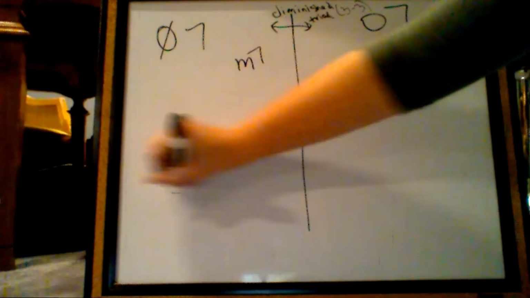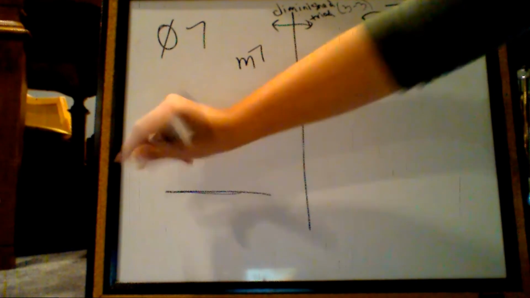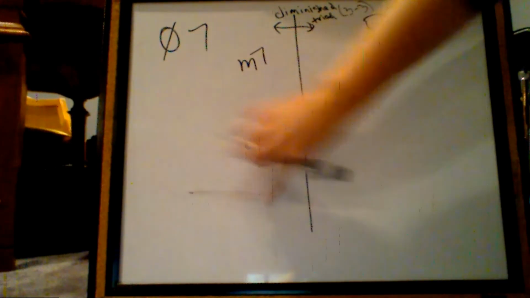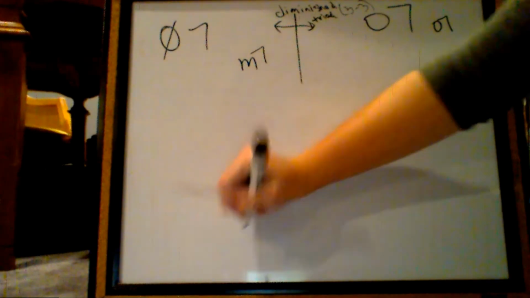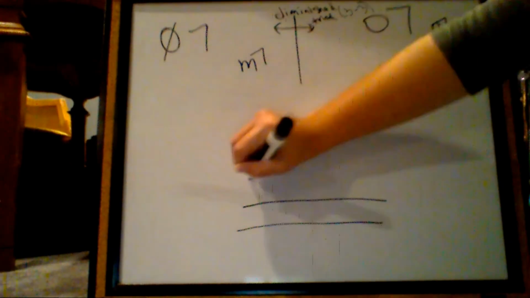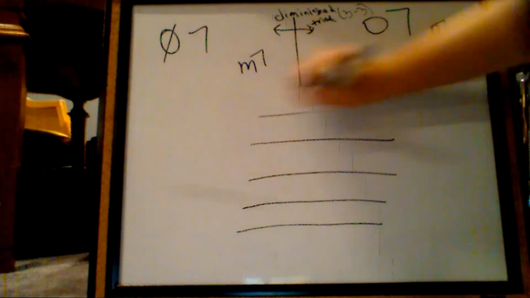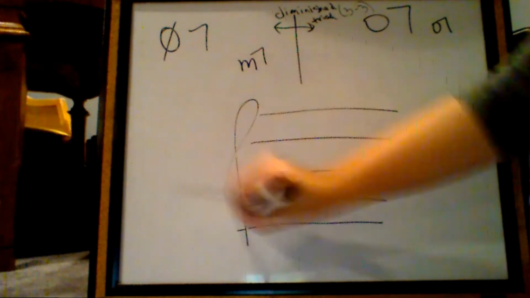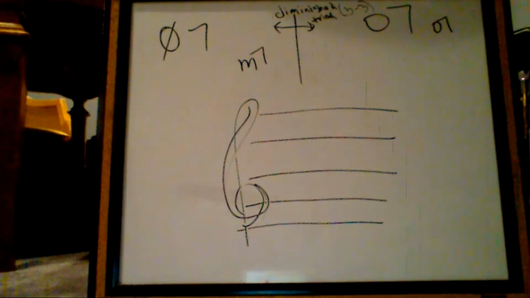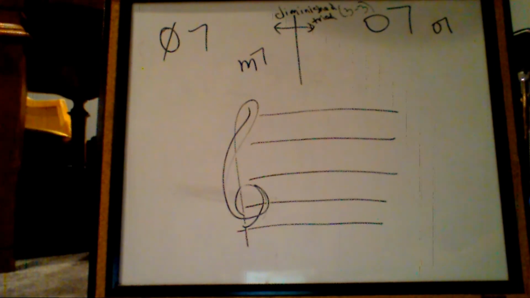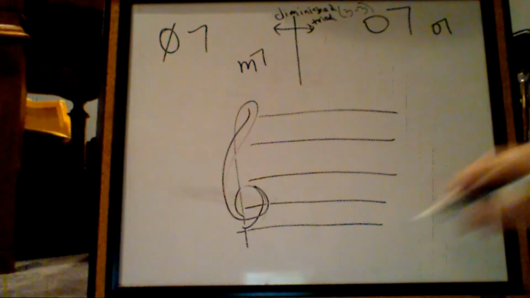So I think we could do this pretty quickly, actually. We'll just do a big staff here in the middle. Keep it in treble clef because that's pretty easy to read. Bad treble clef, that's okay. And so we will start with the half diminished seventh.